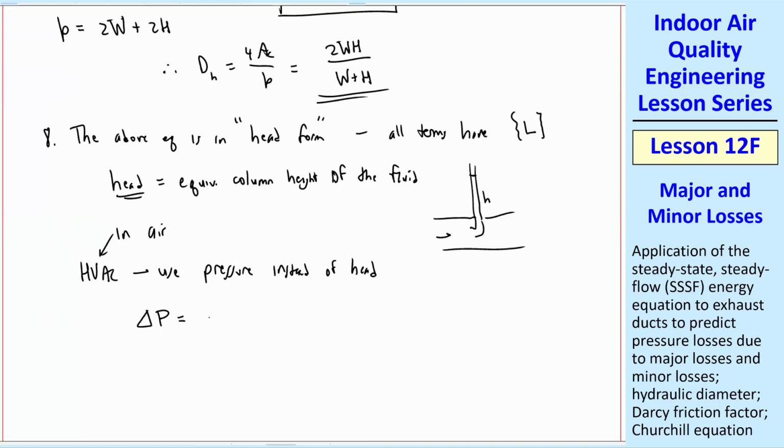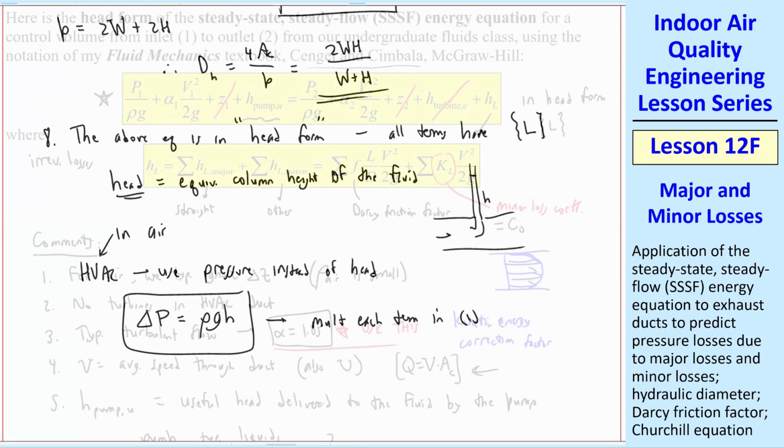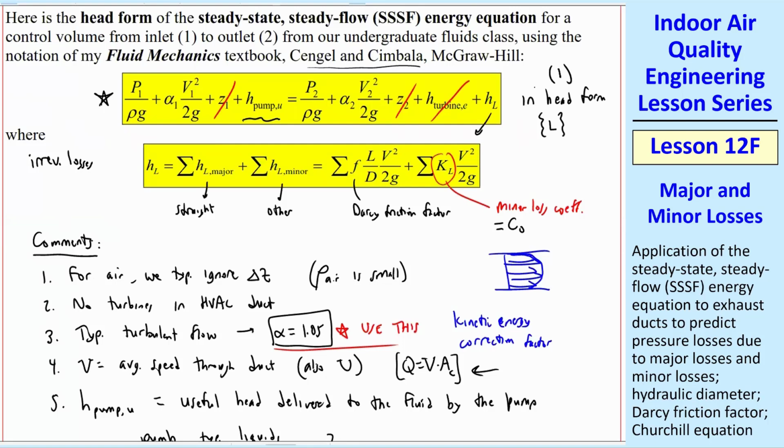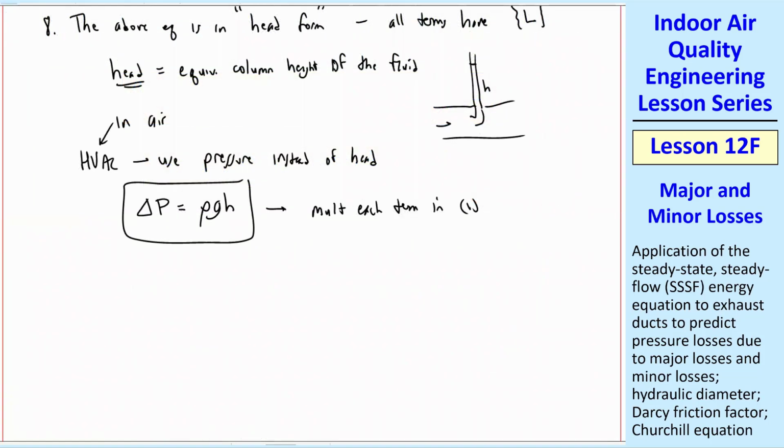Delta P is rho g h, remember from hydrostatics. So we want to multiply each term in equation 1. This is our equation 1. You multiply every term by rho g, and you can see, for example, this first term, you multiply by rho g, you're going to get a pressure. And everything else is in terms of head. Then you multiply by rho g, you're going to get a pressure. So multiply each term in 1 by rho g.